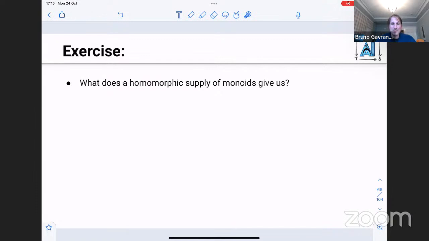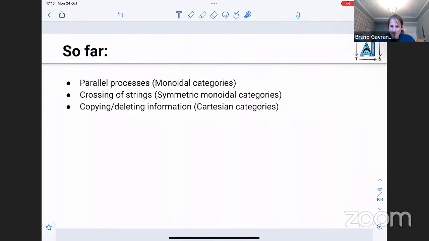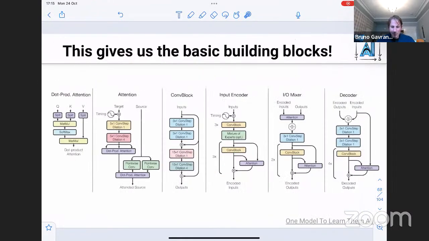So yeah, this is actually something I'll leave you to think about, and just give a sense of where we've gotten so far. We've talked about parallel processes, we've talked about crossing of strings, and we've talked about copying and deleting of information. Now recall this with the addition of monoids, which I actually skipped here. It gives us the basic building blocks to start talking about morphisms, very complex kinds of architectures and morphisms in neural networks.